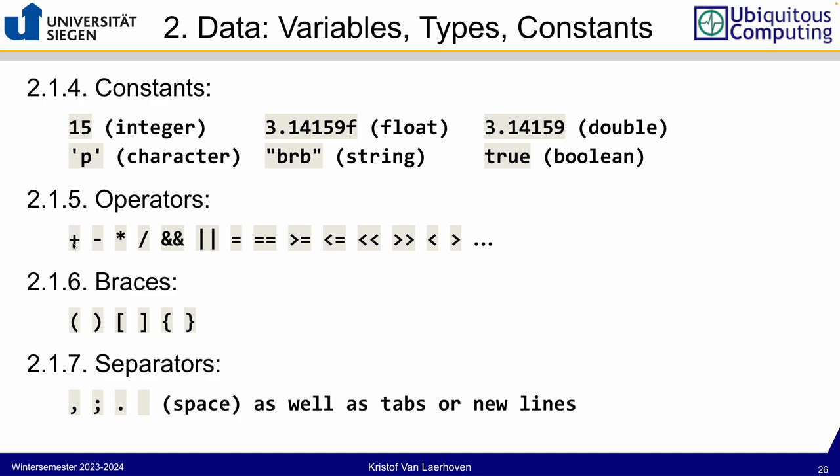Then there are operators like plus, like minus, like star for times, or backslash for division, and so on. There are loads of operators that we will see as well. Braces are there, and separators are there, including a space or tabs, or an enter, like a new line. All of those are characters in our text file that have a particular meaning.